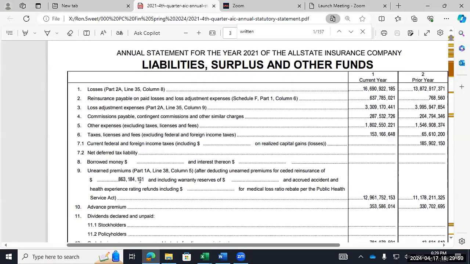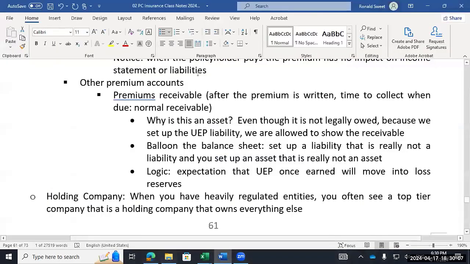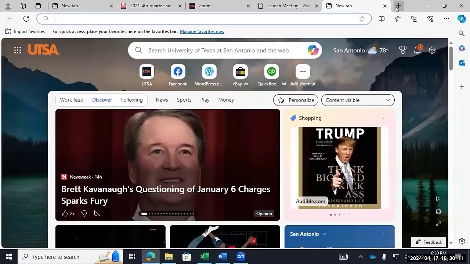You do have some interesting things here. So they do have debt. How much debt does Allstate have? Looks like zero, doesn't it? Is it really zero, do you think? Do you think Allstate has debt?